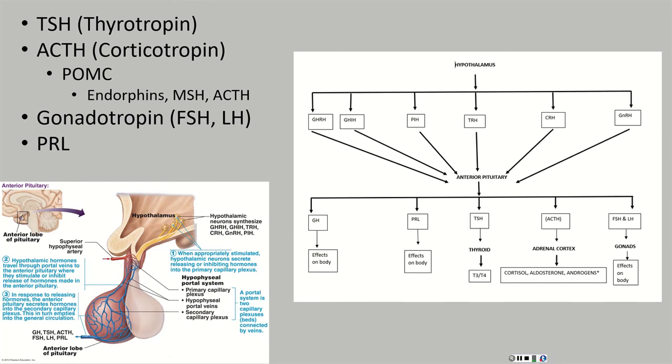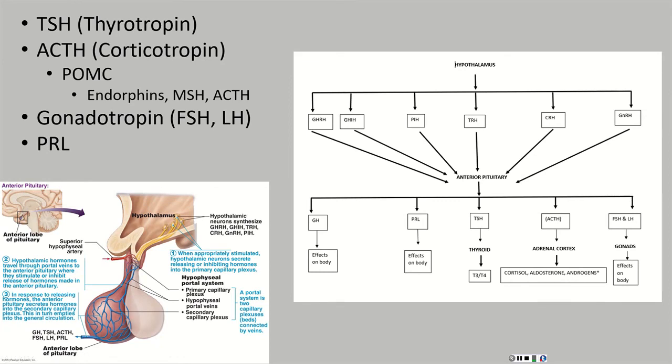Next, ACTH, adrenocorticotropic hormone. Now this is going to be the flow chart. The hypothalamus releases CRH, corticotropin releasing hormone, which tells the anterior pituitary to release corticotropin, ACTH, which then tells the adrenal cortex to release a batch of hormones that we'll talk about in the next class: cortisol, aldosterone, and the androgens.